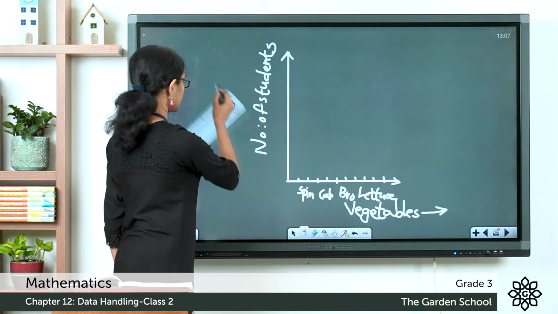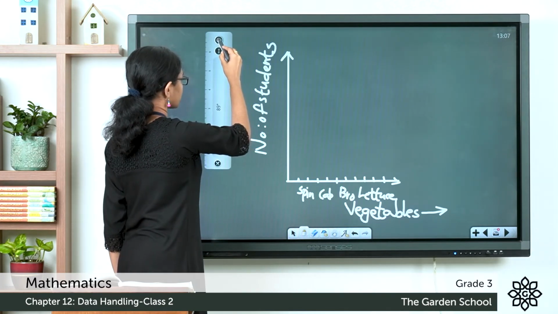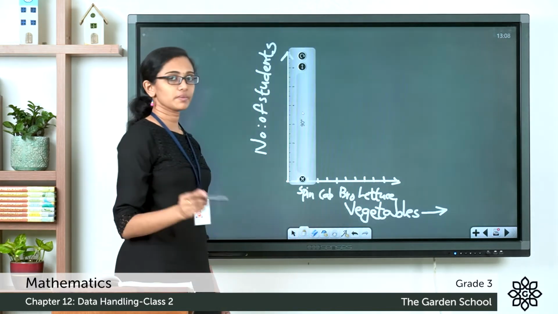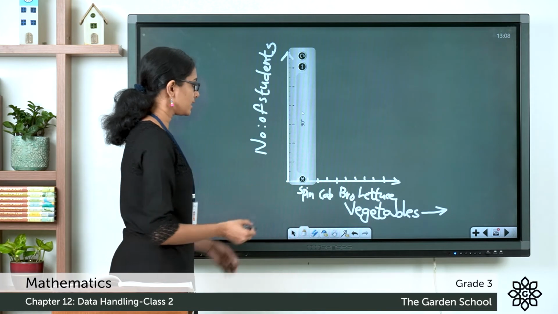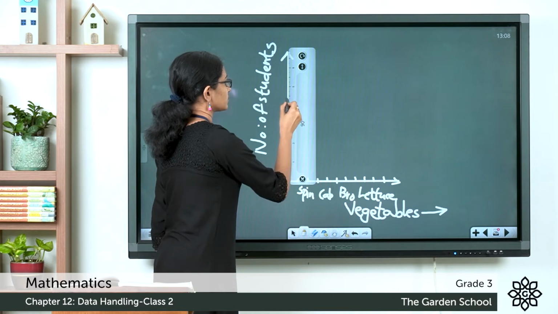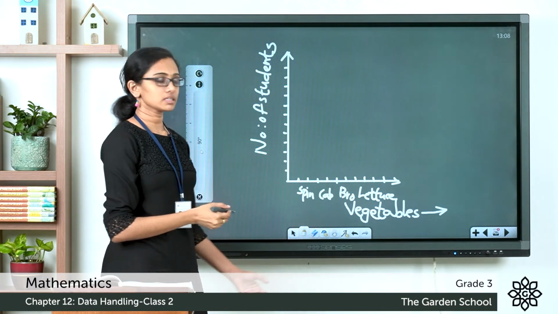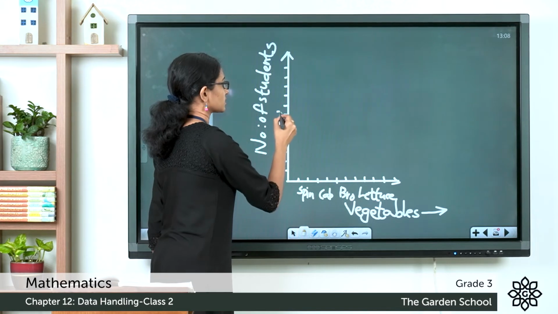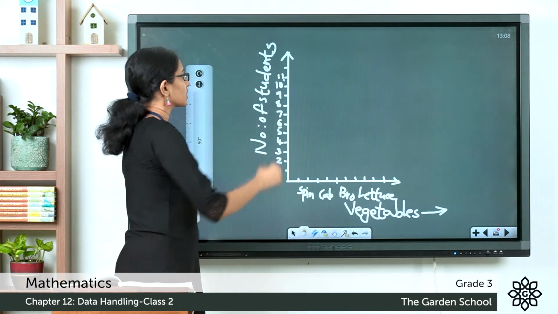Now on the vertical line, or the vertical axis, let's mark the number of children. So I am going to take equal divisions. Make sure at the point where the two lines intersect, you are keeping the 0 mark of your ruler there. So at equal divisions, I am going to mark the values. So I am marking equal divisions here using the ruler. I am going to write the numbers such as 1, 2, 3, 4, 5, 6, 7, 8, 9, 10, 11 and so on.